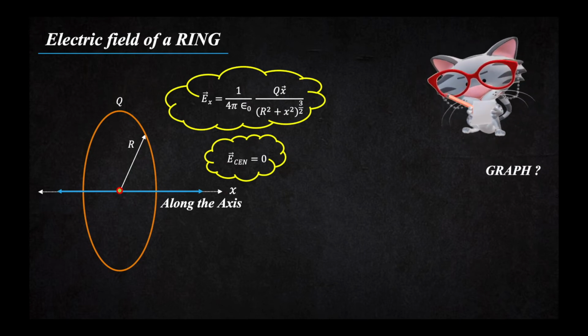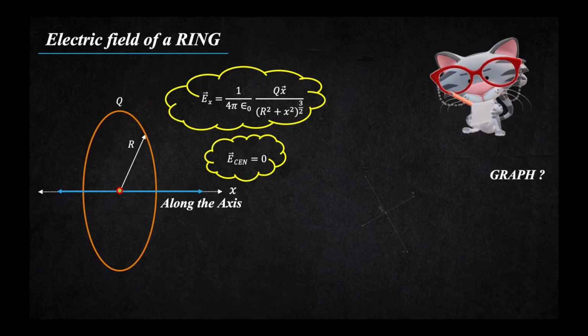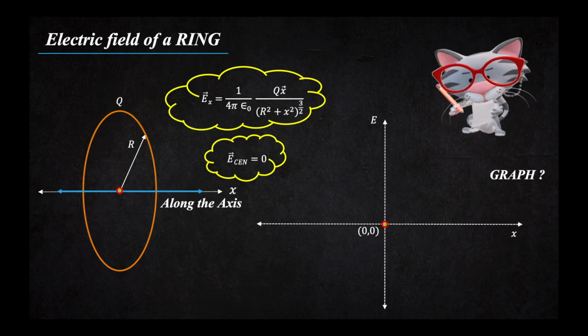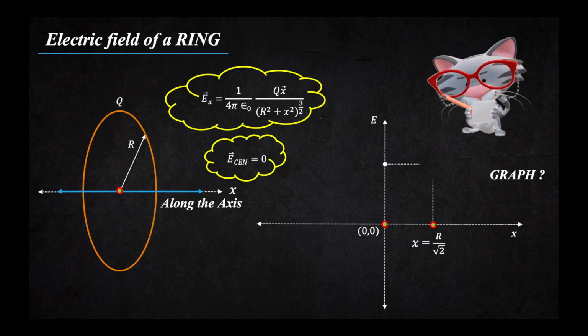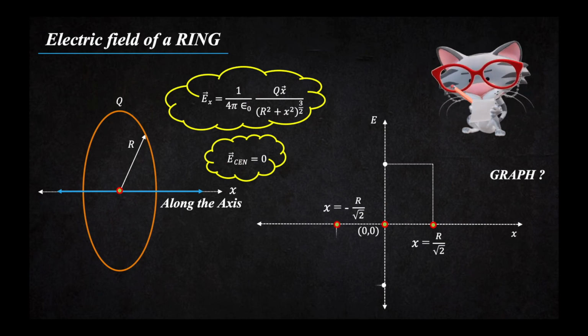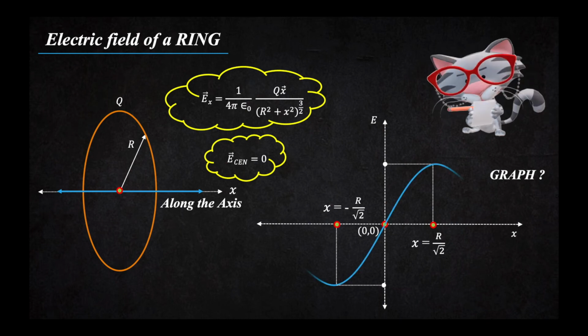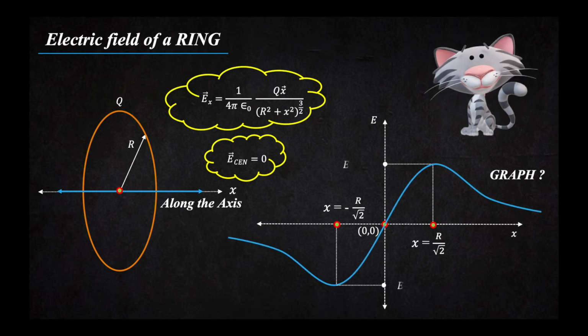Okay. फिर आता है ग्राफ. Field will be maximum at x equals to plus minus r by root 2. E versus x का ग्राफ will look like this. Great.